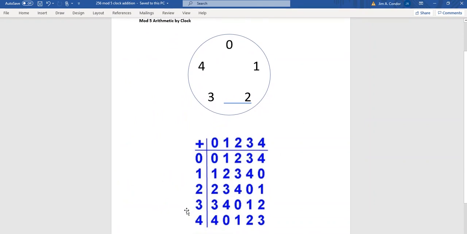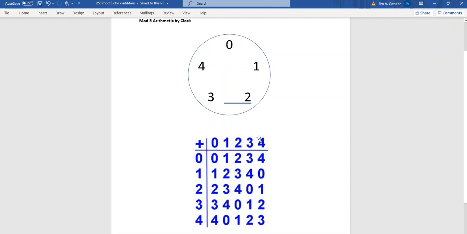And let's say 3 plus 3 is 6. Well, let's see. If we start here at 0 and we go 1, 2, 3, 4, 5, 6. So 6 is congruent to 1 in a mod 5 system. So that's why there's a 1 right here. Took 3 plus 3 and you got a 1.